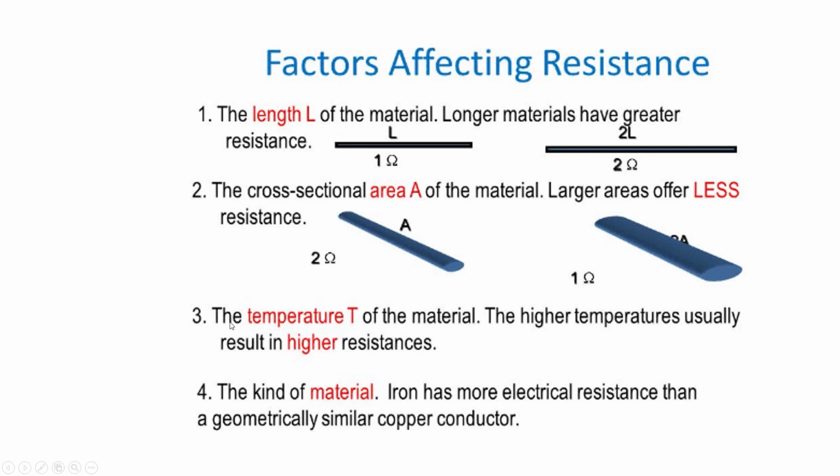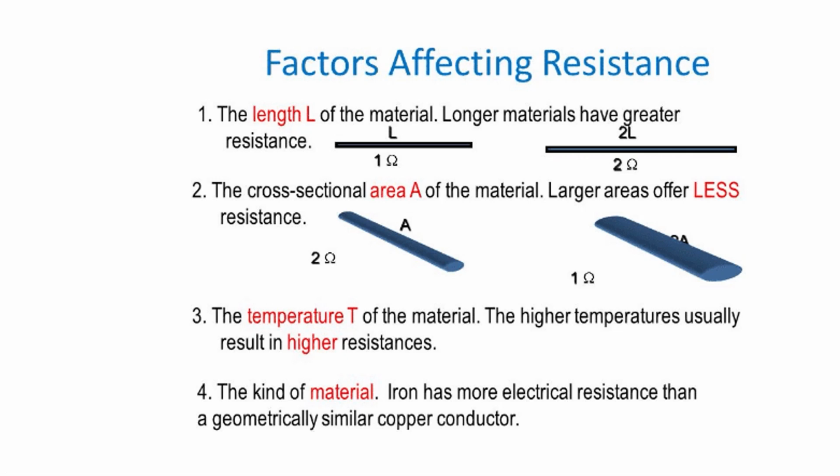And number three is the temperature of the material. The resistance depends on the temperature. A higher temperature usually results in high resistance. If we increase the temperature of the resistance, what will happen is that the atoms inside the conductor will start moving.